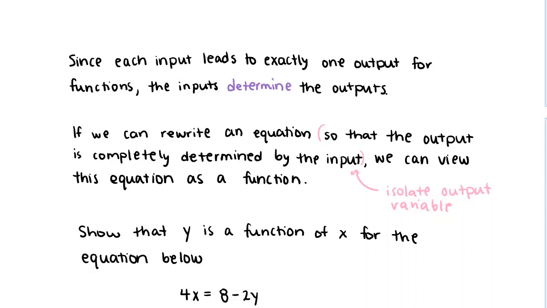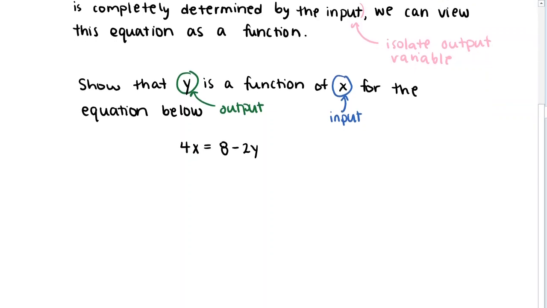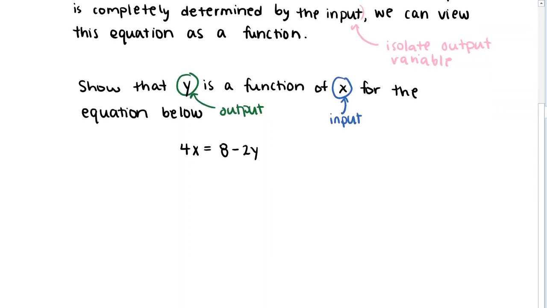So let's look at the equation below. Let's show that y is a function of x. Here we're trying to look at y as an output variable and x as an input variable, just by the phrasing. When we say one quantity is a function of the other, the first one is the output, the second one is the input. Okay, so let me ask you to pause this video and see if you could work this out yourself, and we'll go over it together afterwards.